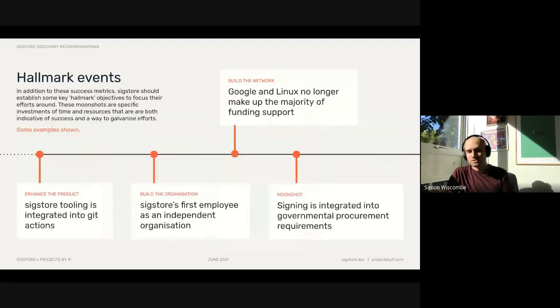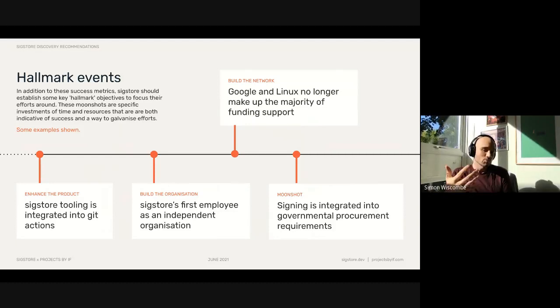And the second type of metric is a little different. These are things that we're calling hallmark events. So you can think of hallmark events as news stories of these larger objectives. They are the get-the-United-States-to-the-moon of the space race, right? And these moonshots, purposely named, are really specific investments of time and resources that are both indicative of success and a way to galvanize efforts, the community, and even potential funders in the future.